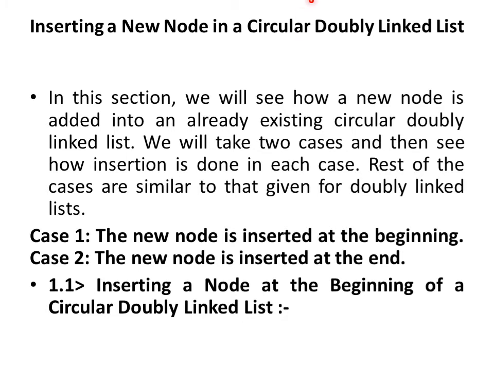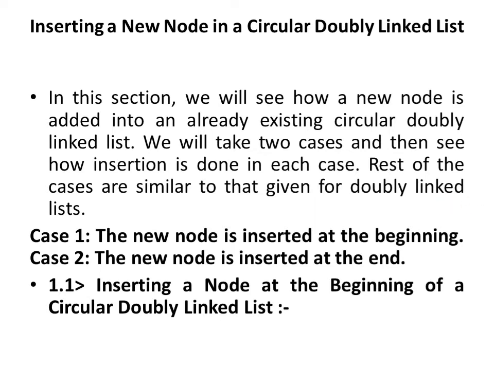Then inserting a node in a circular double linked list. In this section we will see how a node is added to an already existing circular double linked list. We will take two cases and then see how insertion is done in each case. The rest of the cases are the same as given for the double linked list. What are those? The new node is inserted at the beginning, then the new node is inserted at the end. These are the same as in the double linked list.